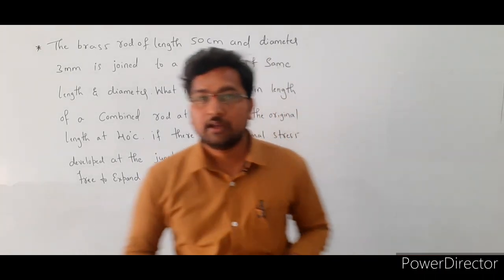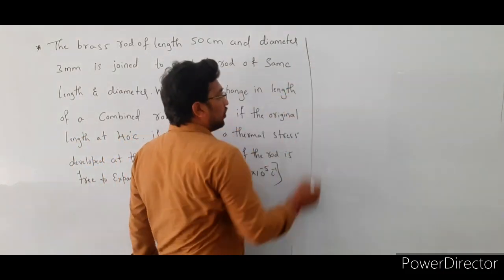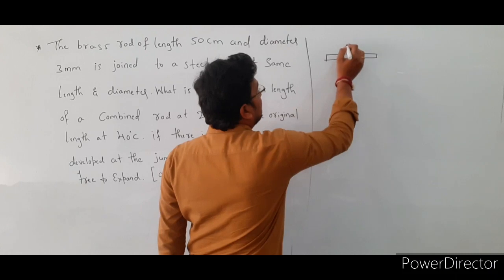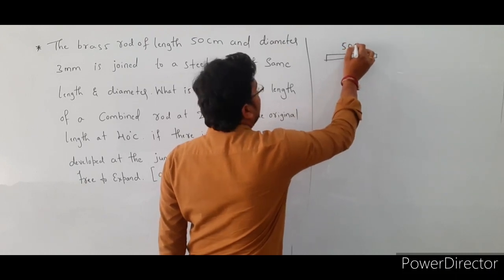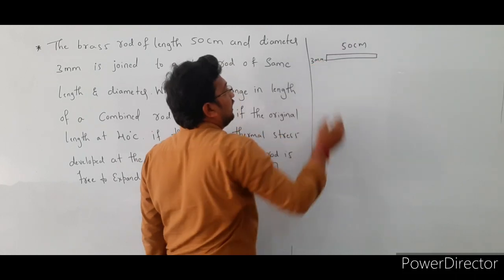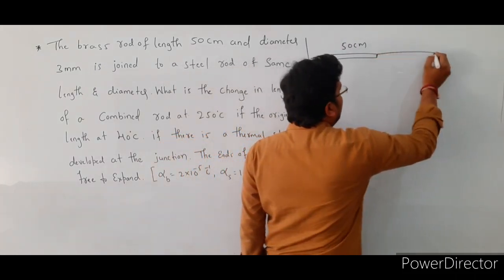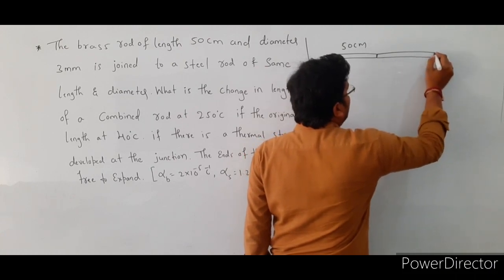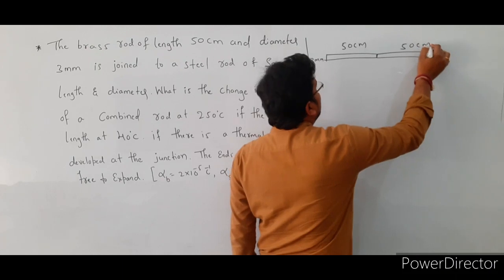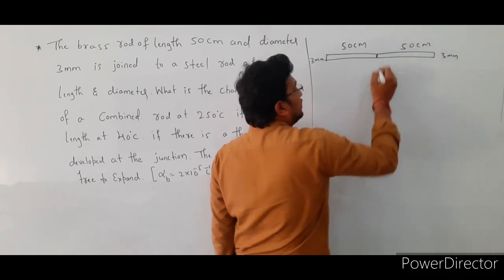The ends of the rod are free to expand. In this problem, they are given two rods. Consider this is the first rod, whose length is 50 centimeter and diameter is 3 millimeter. One more rod of the same length and same diameter is joined at the end of the first rod. The length is also 50 centimeter and the diameter is also 3 millimeter. So this is the junction.